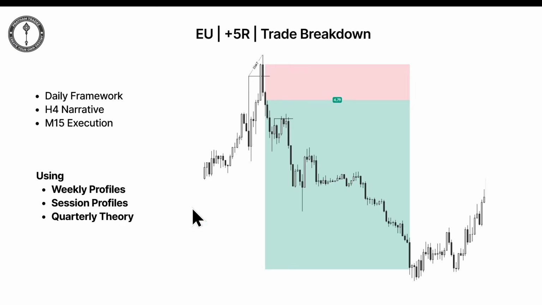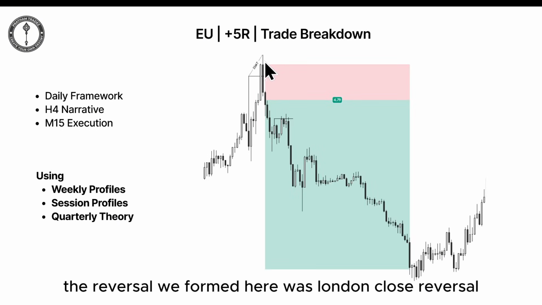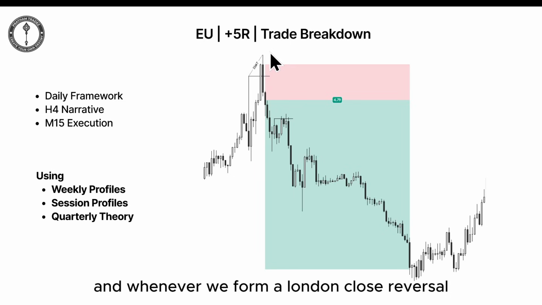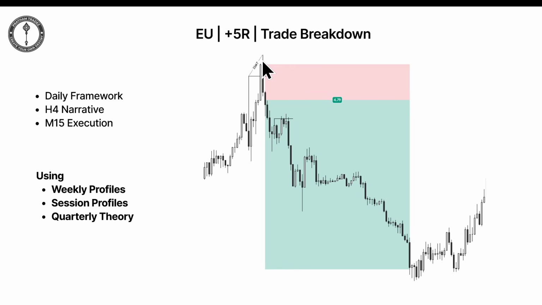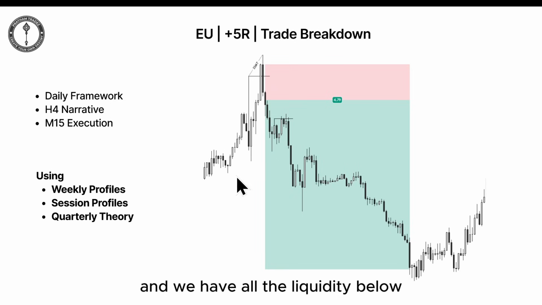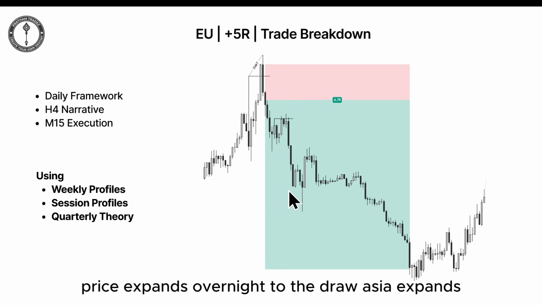Why? Because the reversal we formed here was a London close reversal, and whenever we form a London close reversal and we have all the liquidity below, price expands overnight to the draw.